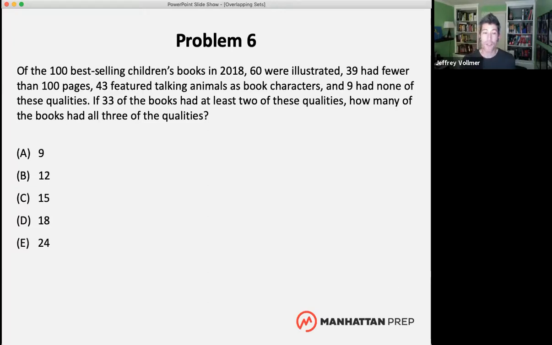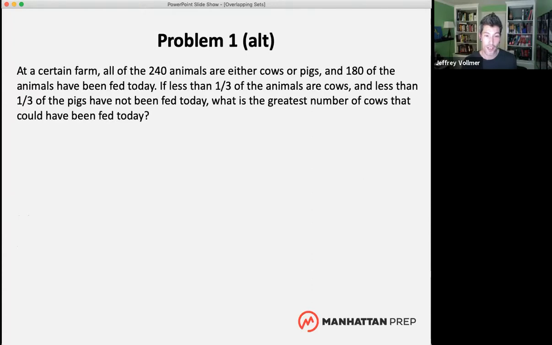And then I have one other question that is based off of our first problem. It's an alternate version of the cows and pigs. And occasionally you will see these problems with inequalities in them. So that is what this problem looks like. And you are welcome to chat about what you think the answer to this one would be too.